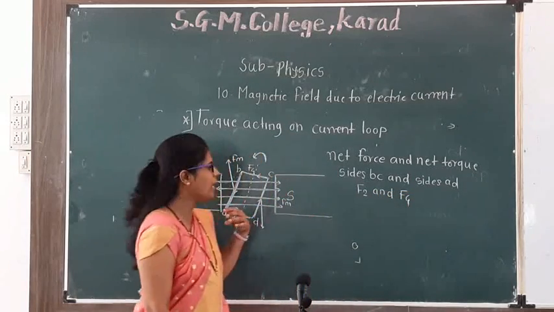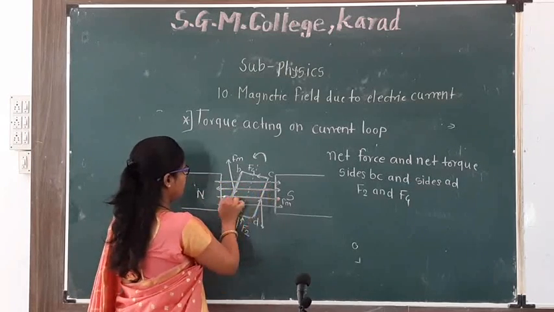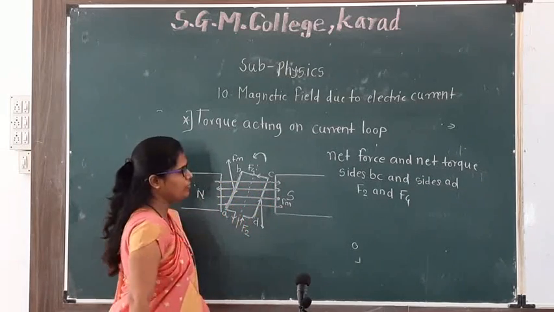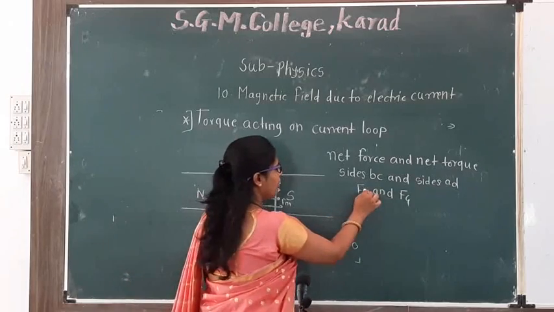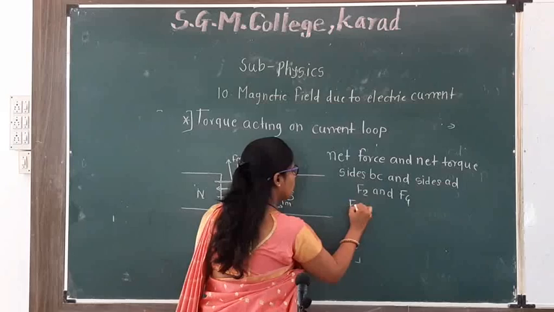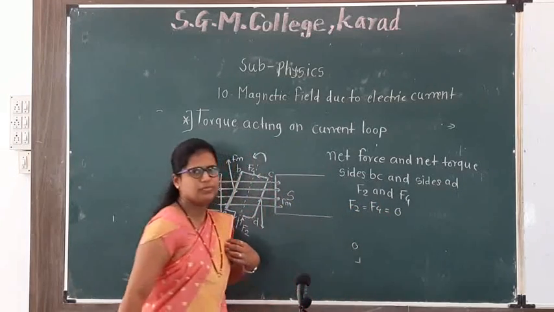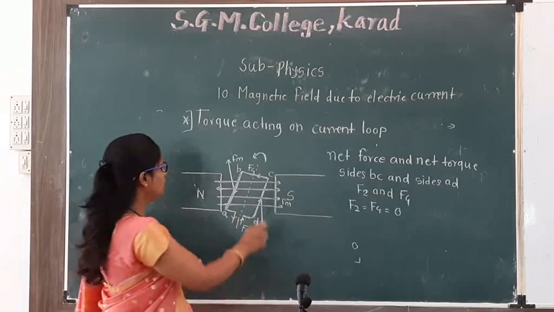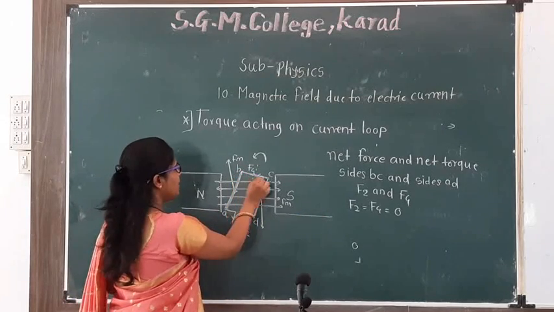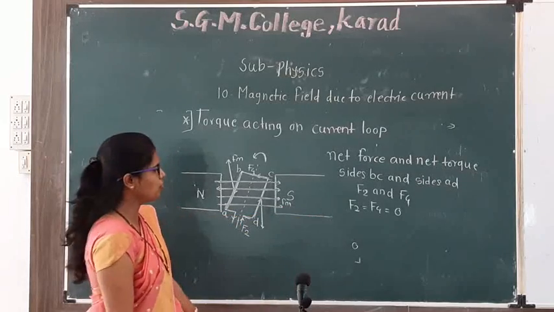These two forces are along the same line, parallel to the uniform magnetic field. So these two forces cancel each other: F2 equals F4 equals 0. On side BC and on side AD, these two forces are 0.